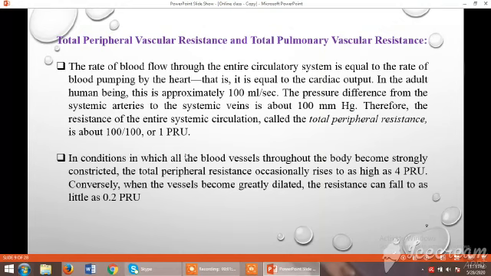In conditions in which all the blood vessels throughout the body become strongly constricted, the total peripheral resistance occasionally rises as high as 4, and when they are dilated, it falls to 0.2. So what happens whenever a vessel is constricted? You just press the edge of the vessel and it becomes narrow. When a vessel is narrow, the same amount of blood is flowing, so more resistance is developed. Whenever it is dilated, less resistance is given.